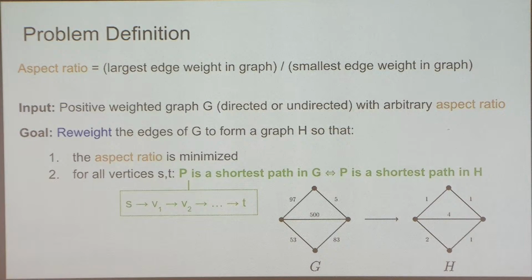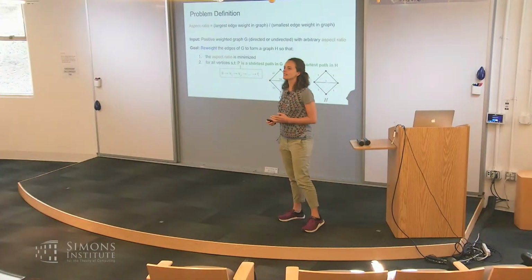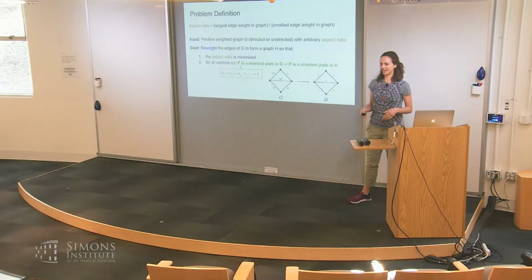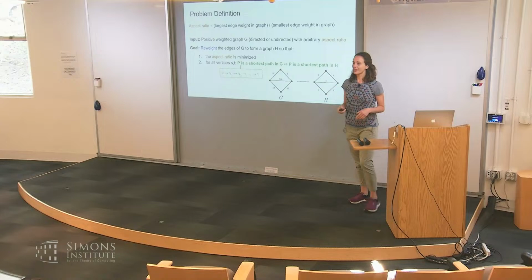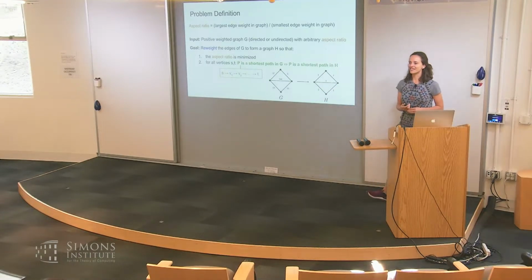Sound good? Yeah. So the aspect ratio doesn't say anything about the variance of the edge weights. Would that actually come up somewhere in this? Yeah, that's right. So in this problem, there's nothing about the distribution of edge weights or anything. We're just talking about the max and the min. There might be some interesting questions with the distribution, but we don't study it in this work.